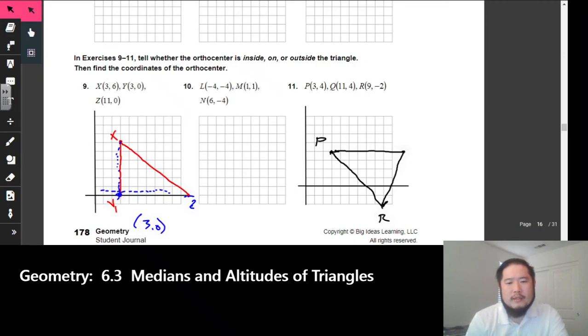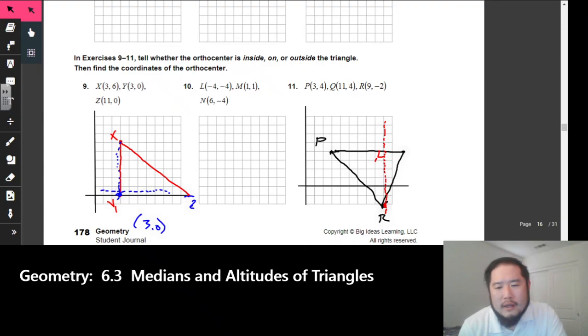Okay. So over here is pretty easy. We said whenever one of the sides is horizontal or vertical, I just need to take the vertex and draw a line straight down or up. In this instance, there's the point. I'll go ahead and draw a dotted line like so. And this right here is perpendicular.